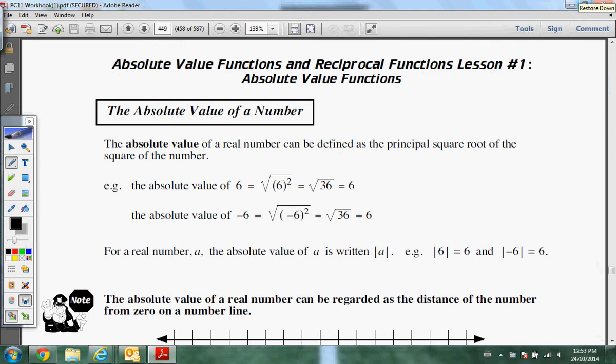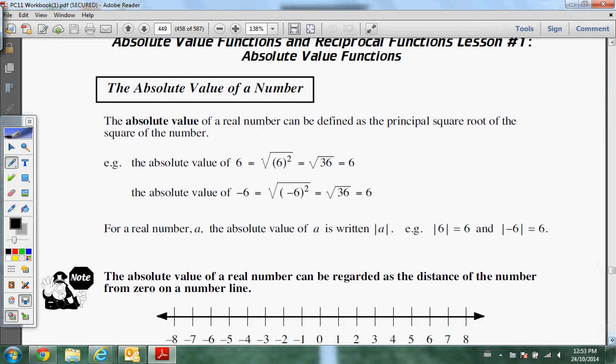As I was saying, the absolute value of a real number can be defined as the principal square root. What they mean is if you square the number and then square root it, that's the absolute value. I feel like that's kind of tedious, but why does it work? Whenever you square a number, you always get a positive. And when you square root that positive, you get that number. So 6 squared is 36, square root of 36 is 6. Negative 6 squared is 36, square root of 36 is 6. I prefer just distance from zero.